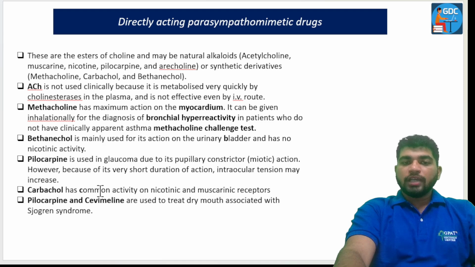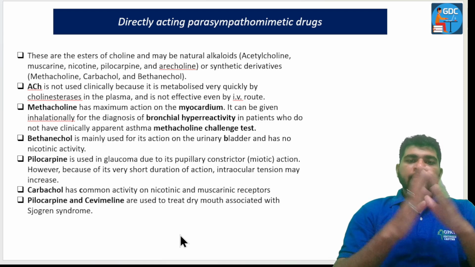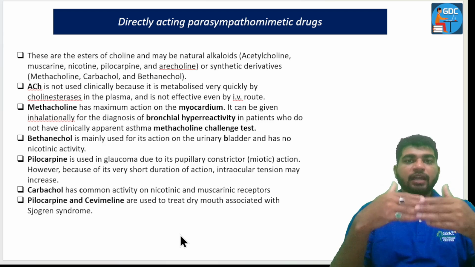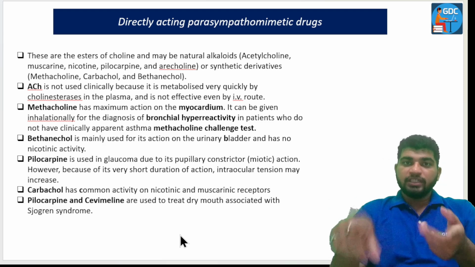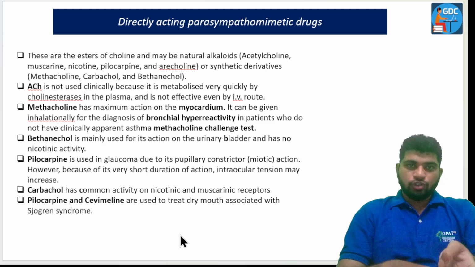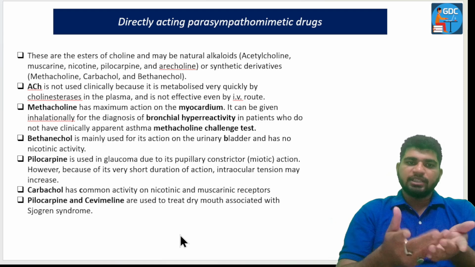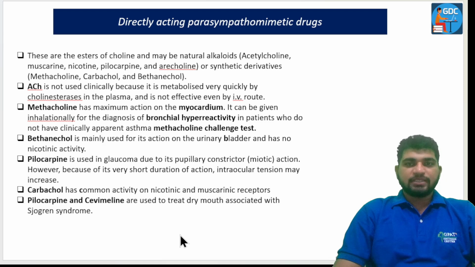At the last limit, the intraocular tension is 22 mm Hg. Carbachol has common activity, C for carbachol, C for common activity on nicotinic and muscarinic receptors. Pilocarpine and cevimeline are used to treat dry mouth associated with Sjogren syndrome. As I've told you, anticholinergics are drugs acting against the cholinergic system. The cholinergic system is responsible for SLUD: salivation, lacrimation, urination, and defecation. Cholinergic drugs include acetylcholine, methacholine, pilocarpine, carbachol, etc. These initiate the parasympathetic response.